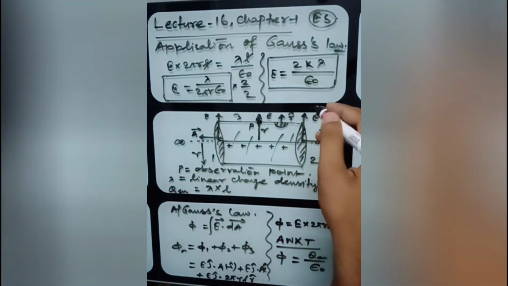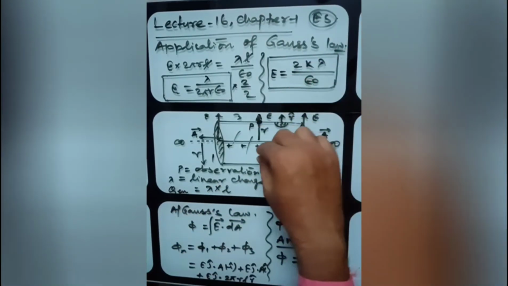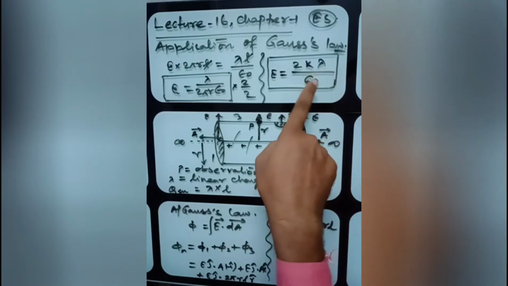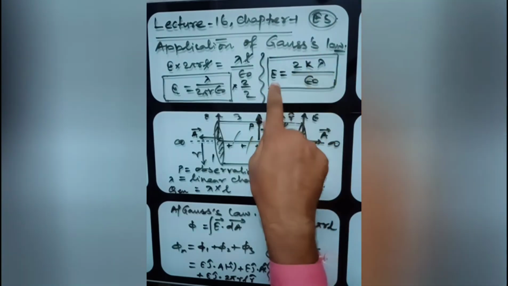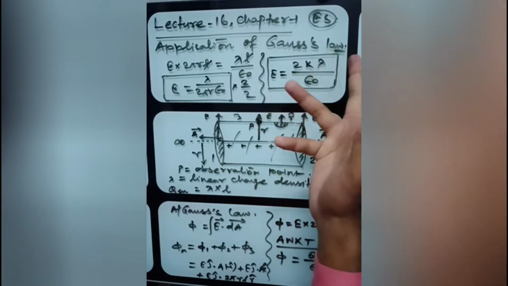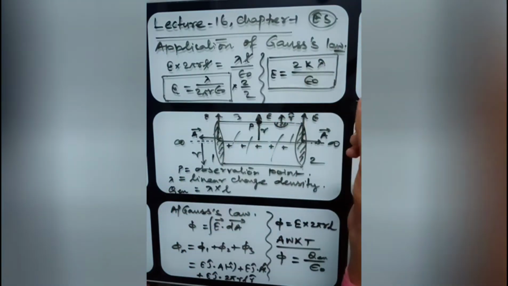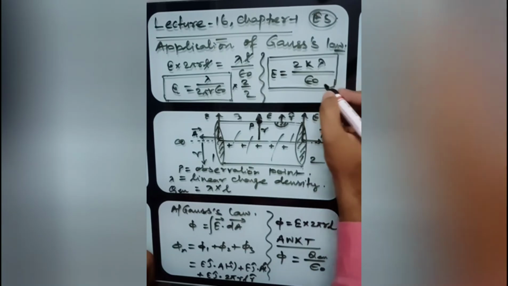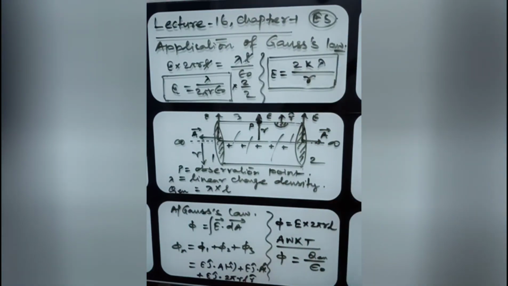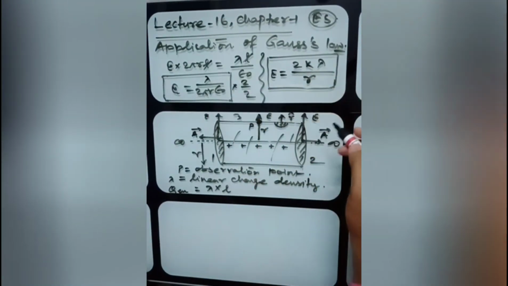It is very easy, students. You can see clearly, if you are moving away, what is actually changing? k is constant, epsilon naught is constant, and lambda is also constant. If you are asked to draw the graph between E and R, if R is increasing, how will the electric field change? Then you can draw it easily. Now try to draw the graph.